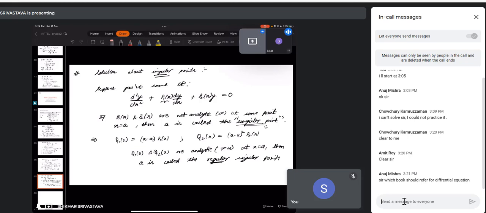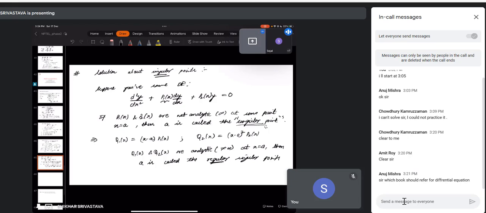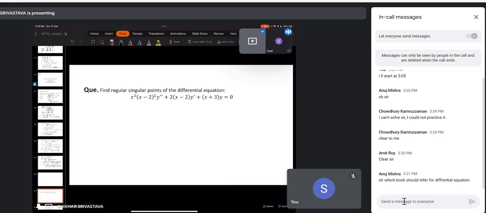So what is the application of these definitions? Before going into the application, we can take a simple example where we have a second order linear differential equation, and you have to find the singular points. You can convert it into the general form.